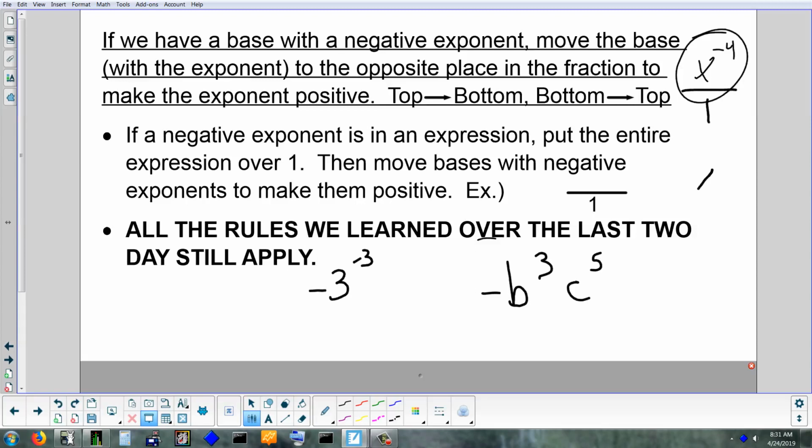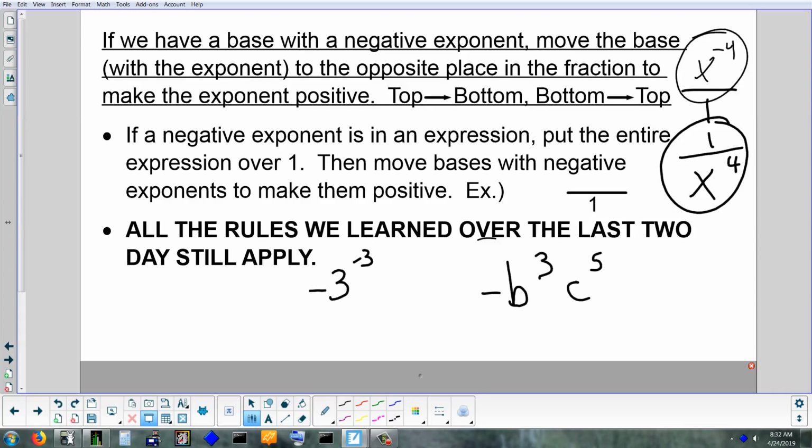Then I'll just change the location. I'm going to move my base to the bottom. The base stays the same whether it's positive or negative. And by moving it, that's what makes the exponent positive. Move the 1 to the top. So if we gave you a question like that and said simplify and make sure all exponents are positive, then that would be your answer right there. All you have to do is just move it and it's done.